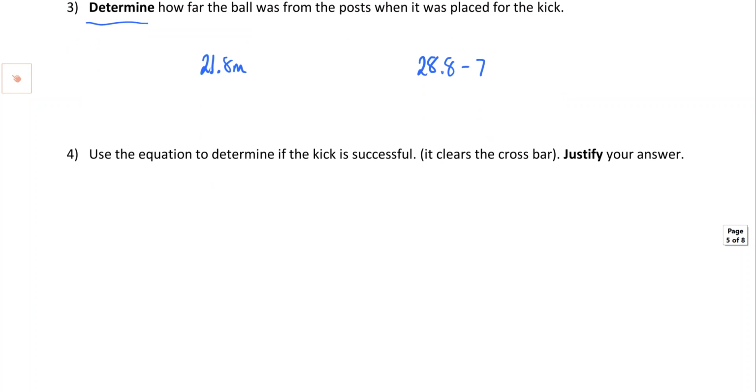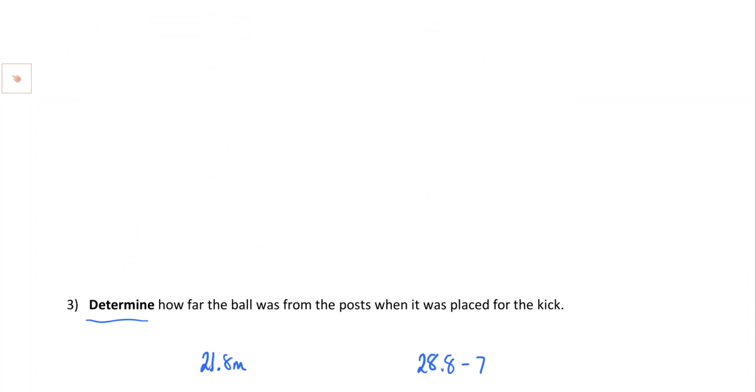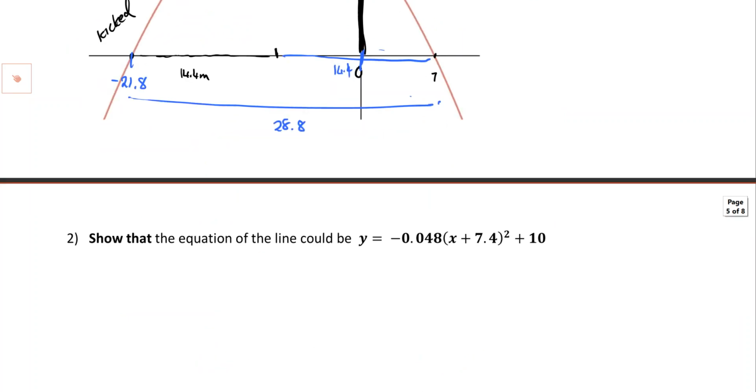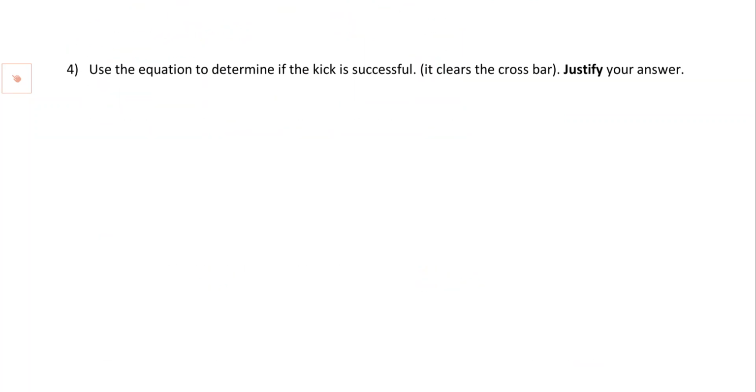That means it clears the crossbar. Justify your answer. So the equation that I've been given is that one. So you mentioned that previously. So what is it? y equals negative 0.048 times x plus 7.4 squared plus 10. Okay. So you did mention before that if you didn't have the equation, it was difficult to do the rest. So that's why I gave it to you, so you can carry on. But what was interesting to me is the number of people that didn't quite know what to do.